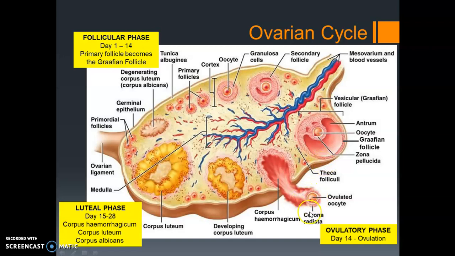On day 14, the mature ovum is released from the Graafian follicle. The Graafian follicle ascends to the surface of the ovary and ruptures, and the mature ovum is released.